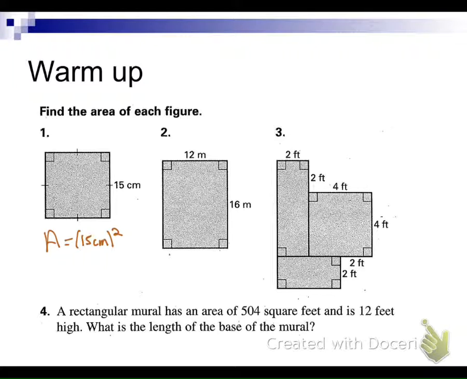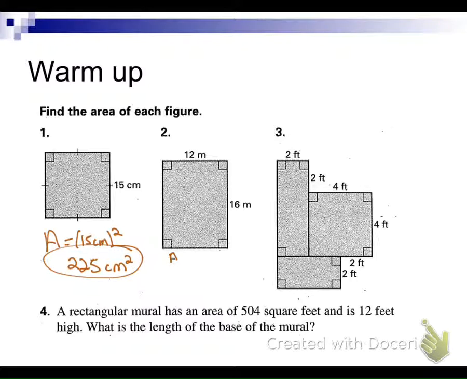So what is 15 times 15? 225. And then we need to make sure we have that centimeters squared. So you need to make sure your units are on it, and when it's area, it's squared. Our second one, it is a rectangle. What's our area for that?